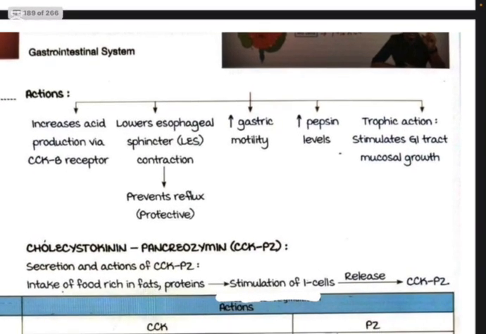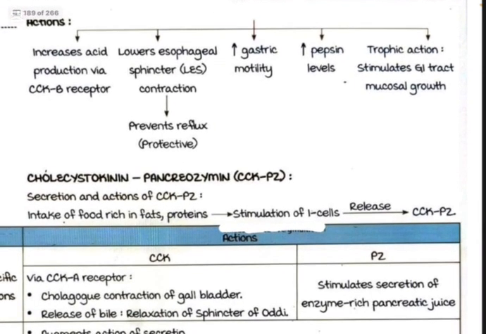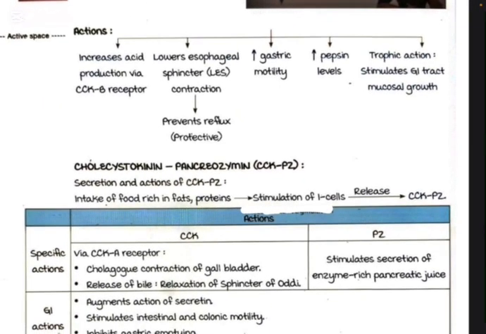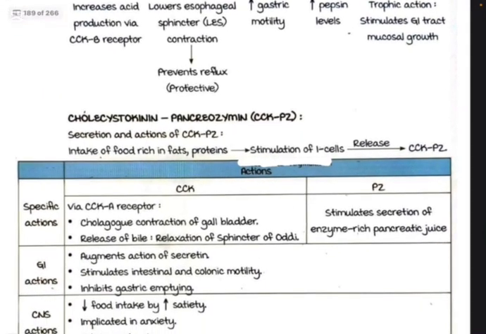Actions: increases acid production via cholecystokinin B receptors; lower esophageal sphincter contraction, which prevents reflux, a protective action; increased gastric motility; increased pepsin levels. Trophic action: stimulates GI tract mucosal growth. Actions of gastrin are thus as follows.